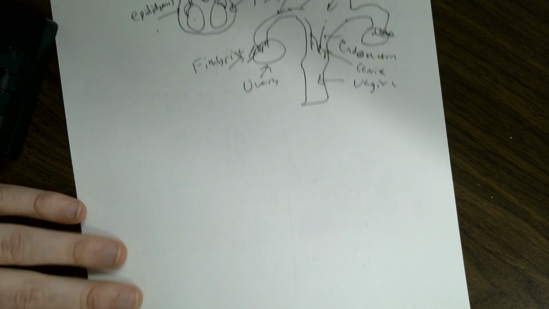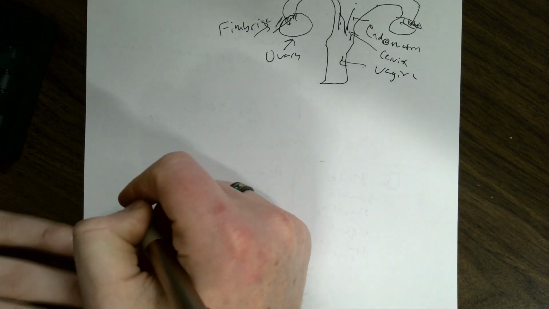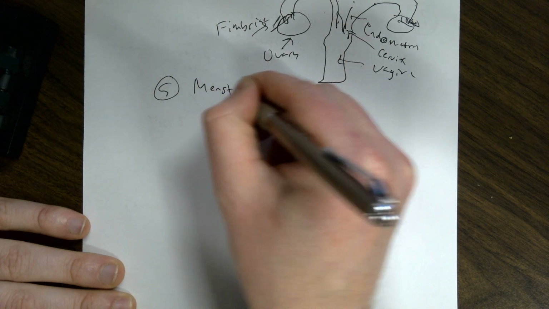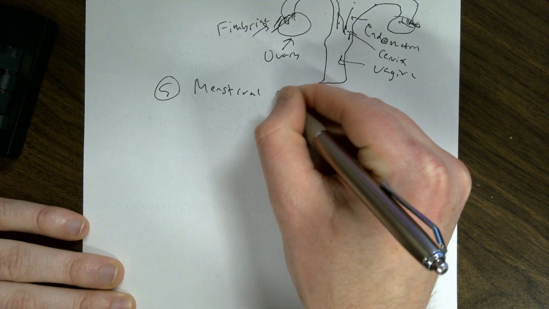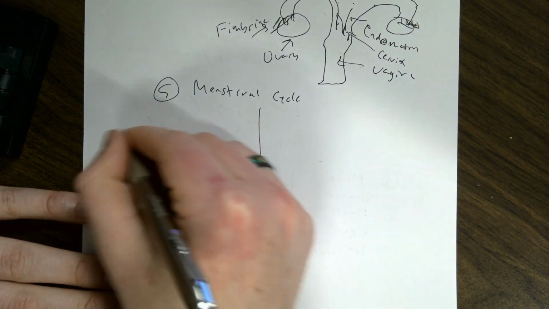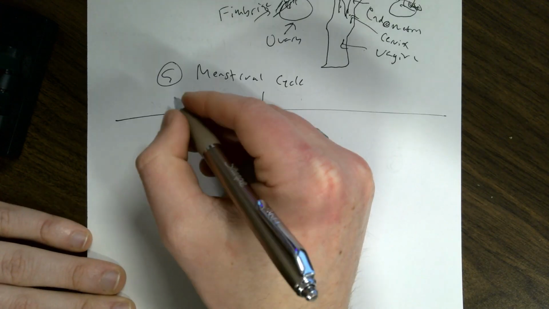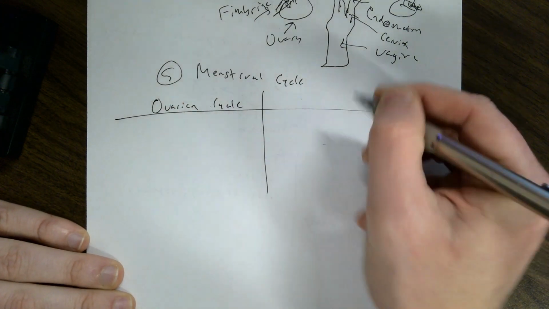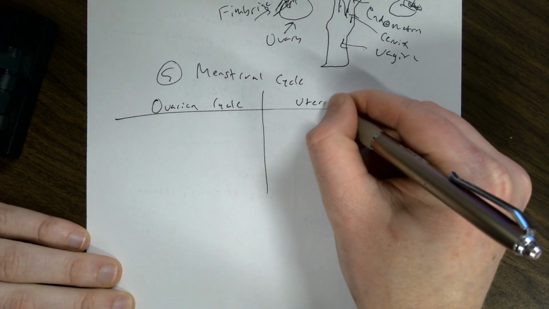Alright, standard 5. Okay, so 5 is the menstrual cycle. So there's kind of a lot going on with the menstrual cycle. The menstrual cycle can be split into 2 different cycles. You have first your ovarian cycle, followed by your uterine cycle.